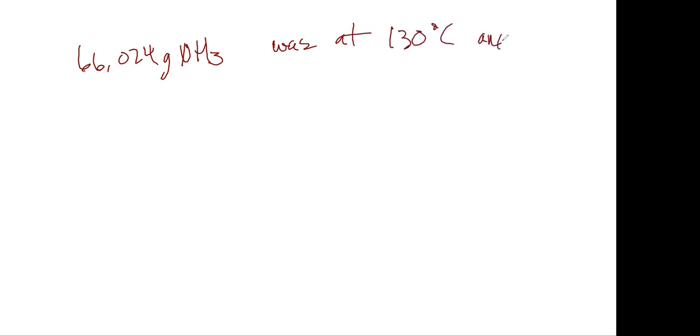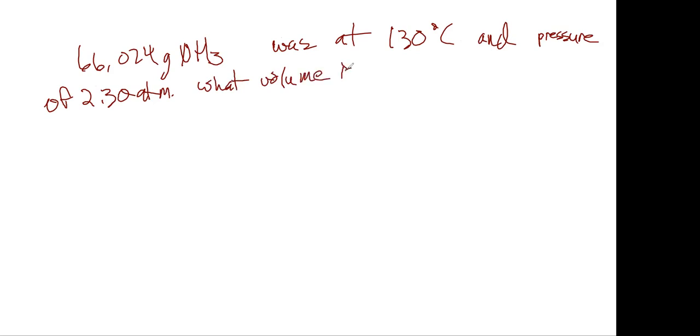The other part that I wanted to walk over with you guys is our ideal gas. So let's say that we had 66.024 grams of NH3. And let's say that this was at 130 degrees Celsius, and the pressure of 2.30 ATMs. What volume of gas did we recover?